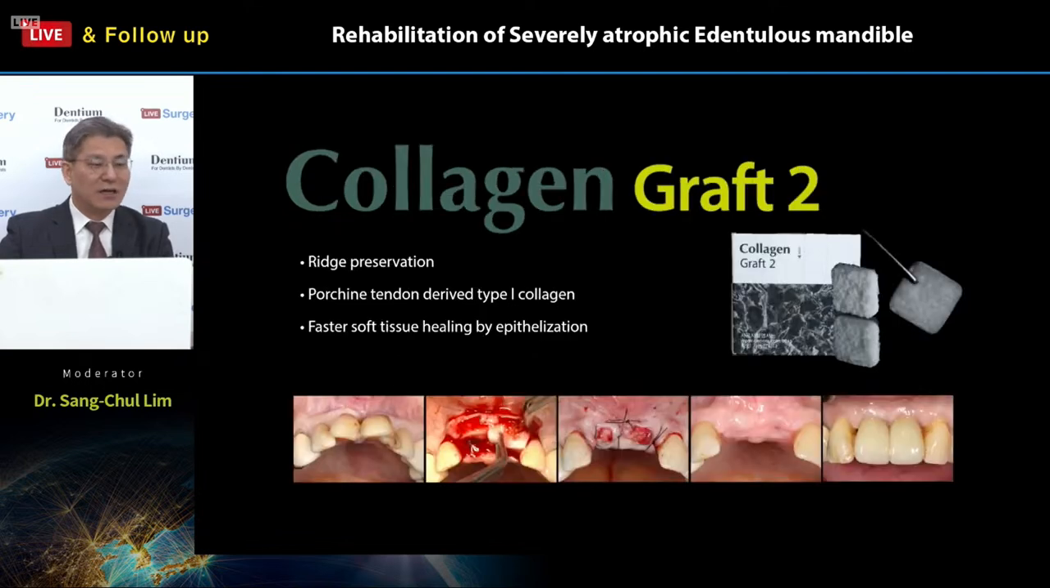And nowadays, collagen graft 2 is also available and prevailed. Actually, these collagen graft materials are a little bit different compared to collagen membrane. The collagen membrane is focusing on barrier function. This one is actually promoting faster soft tissue healing. So if you use this collagen graft 2, it is very versatile, for versatile purposes, faster soft tissue healing, and soaking some materials like PDRN or growth factors like this one.